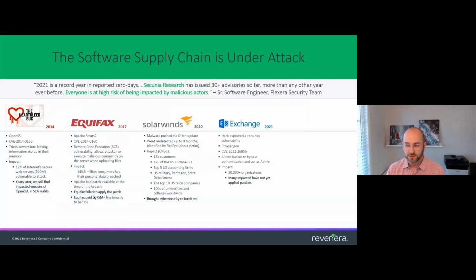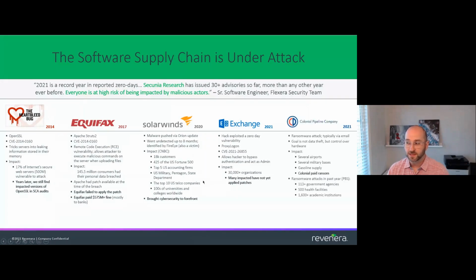Then since then, things keep getting worse. You've got the Microsoft Exchange breach earlier this year. This was a zero-day vulnerability that was exploited. It allowed hackers to bypass authentication and act as an admin. 30,000 organizations were impacted. Lots of impacted organizations still have not applied the patch, right? It all goes back to your patching process. It depends on how frequently you're updating Microsoft components, and very often this would be locked down by an organization. If you don't apply the patch, that exploit is still out there and still available. And again, very broad impact to the mass market.